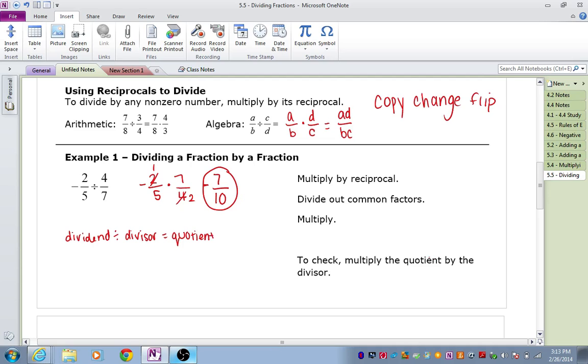So that means we're going to take the quotient, which we got as -7/10. We're going to multiply it by the divisor, which is 4/7, and hopefully we should get back our dividend, -2/5. So let's divide out a 7 from our numerator up here, our denominator down here. We can say 2 goes into 4 twice, and 2 goes into 10 5 times. 1 times 2 is 2. 5 times 1 is 5. Negative times a positive is a negative. And it matches what we originally had.